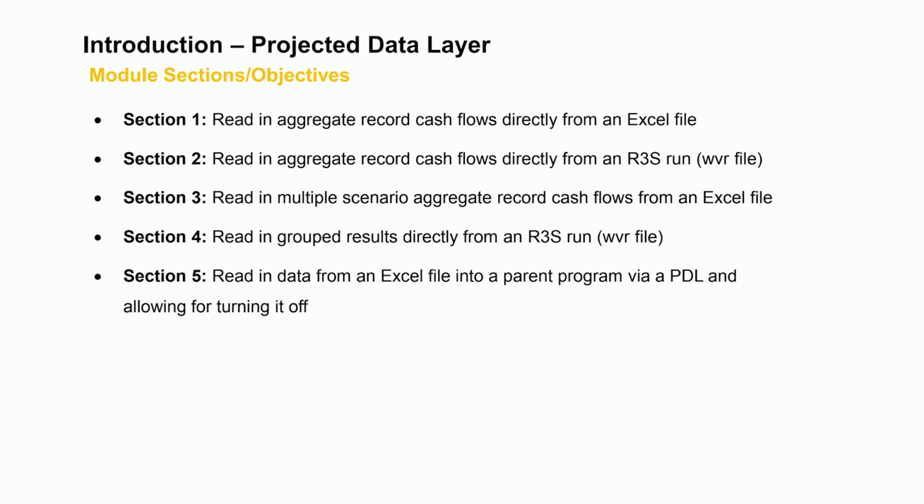Section 1. Read in aggregate record cash flows directly from an Excel file. Section 2. Read in aggregate record cash flows directly from an R3S run. Section 3. Read in multiple scenario aggregate record cash flows from an Excel file. Section 4. Read in grouped results directly from an R3S run. Section 5. Read in data from an Excel file into a parent program via a PDL and allow toggling of this functionality to be turned on or off. The videos are structured so you can follow along step by step at your own pace.